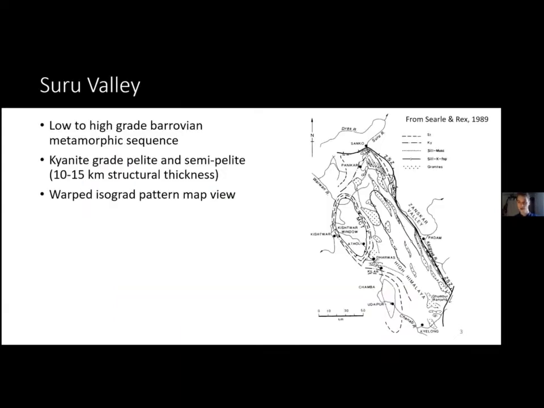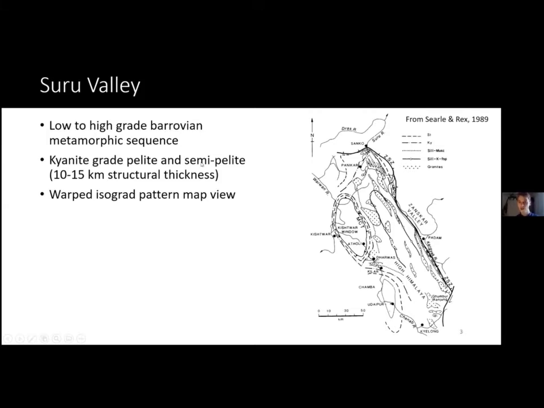So my field area, the Suru Valley, is unique because it provides a really nice exposure from low to high grade of Eohimalayan metamorphic rocks, with widespread lower temperature and higher pressure, i.e. kyanite-grade conditions. So we've got a large structural thickness of kyanite-grade pelite and semi-pelite. So this is great because it gives us an understanding of the early history of the orogen.